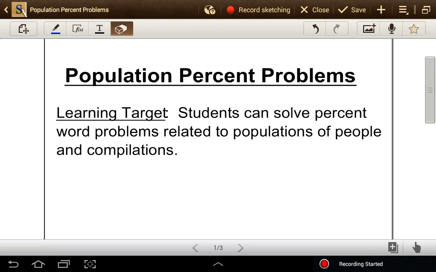Okay, here's our video on population percent problems, and today we're going to learn how to solve percent word problems related to populations of people. Okay, let's go on with our first example.